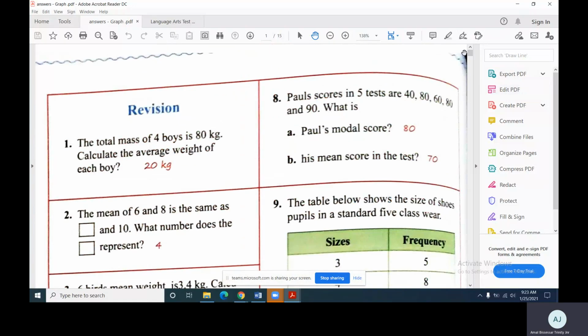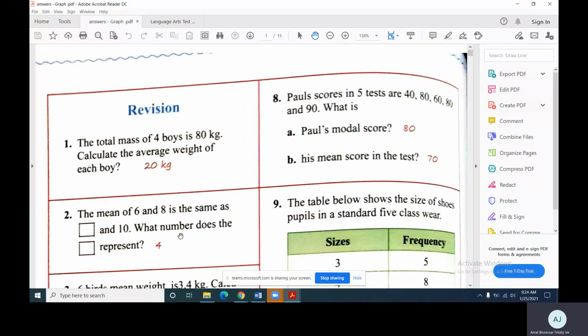The total mass of 4 boys is 80. Calculate the average of the 4 boys. When you know the total and you would like to find out the average, what you do is you take the total, which is 80 in this case, and you divide that total by the amount of boys, which is 4, and you will get the average of 20. 80 divided by 4 is 20.